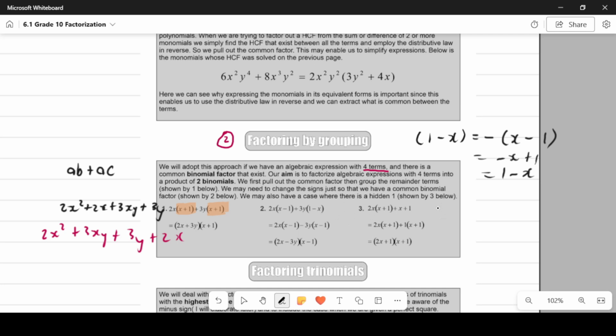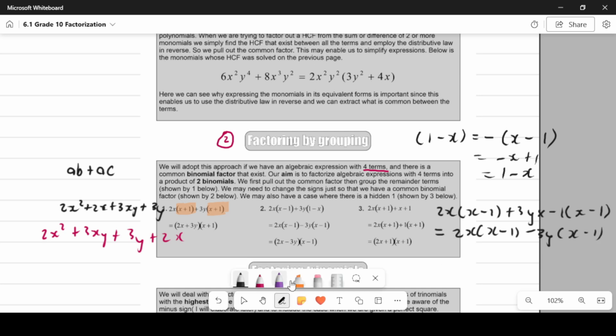So let me write it here. So you have 2x into x minus 1. Please write this down. Plus 3y times minus 1 into x minus 1. Right? So therefore you have 2x into x minus 1, plus times a minus is a minus 3y into x minus 1. This is why we call it the change of sign rule.